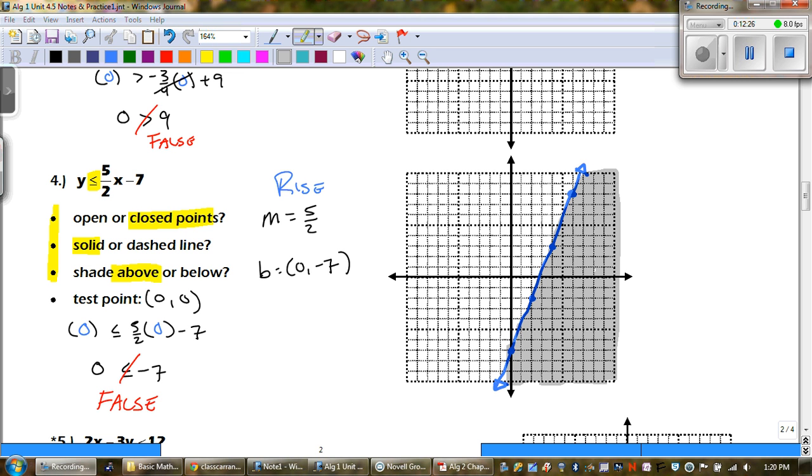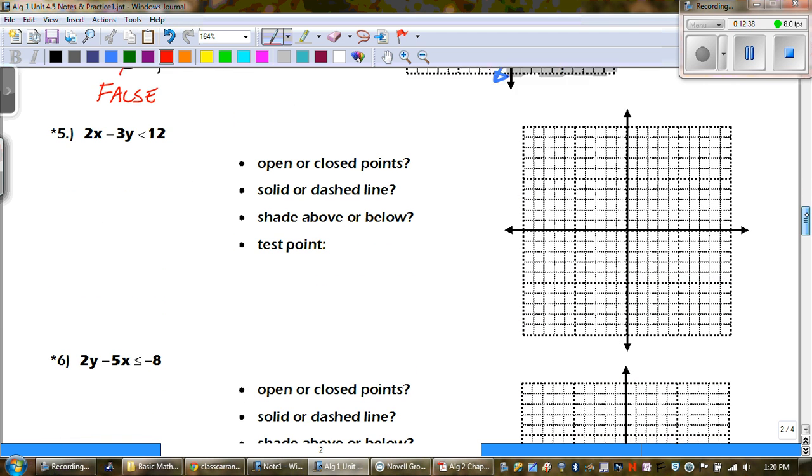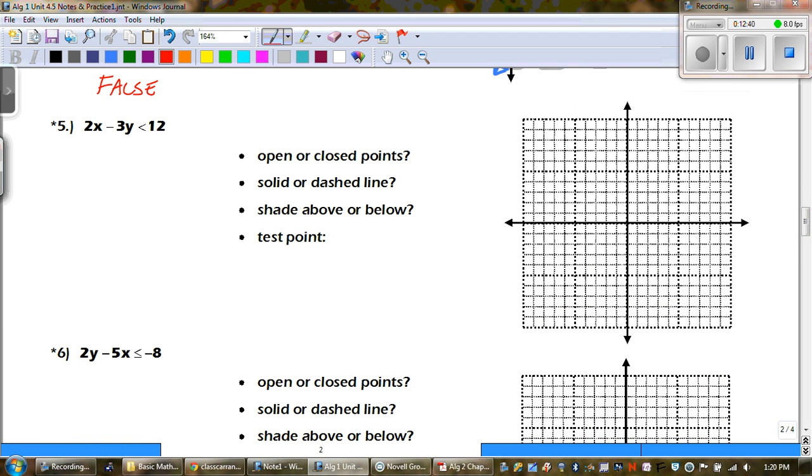All right, and there's your line. And remember, we said that (0, 0) is not part of the solution, so that should be a no. It should not be shaded in. Okay? All right, number 5.